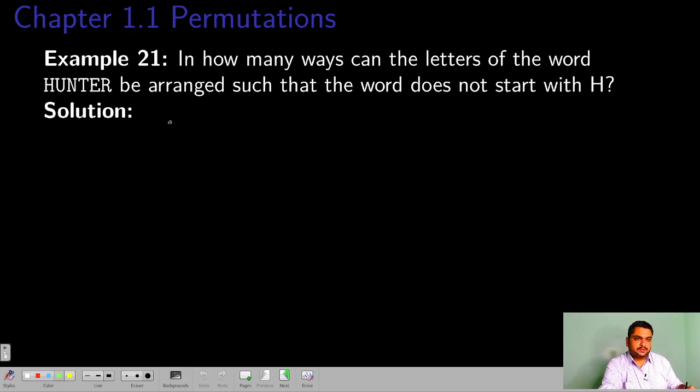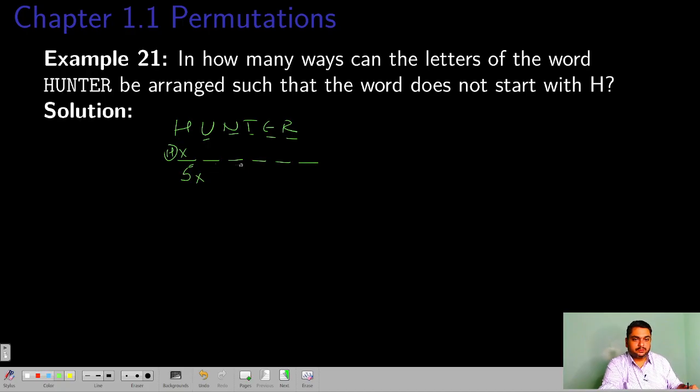In how many ways can the letters of the word HUNTER be arranged such that the word does not start with H? So we have HUNTER. How many characters? 1, 2, 3, 4, 5, 6. What they are saying is this position should not contain H. In how many ways can you do it? UNTER, 5 letters, so you can place any of the 5 here. So it can be done in 5 ways.